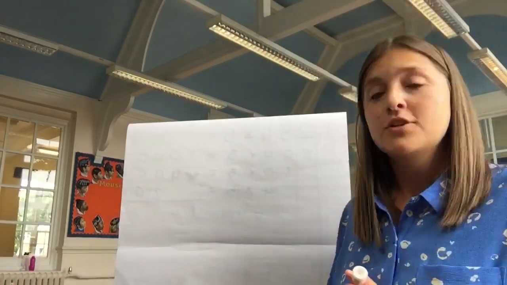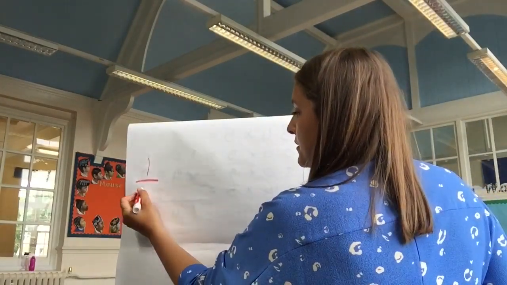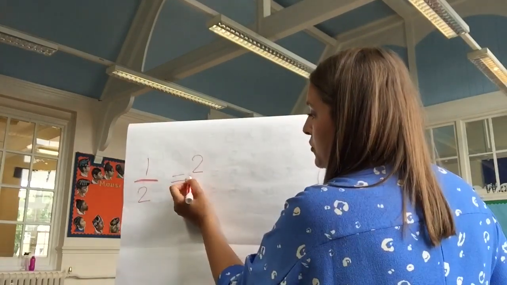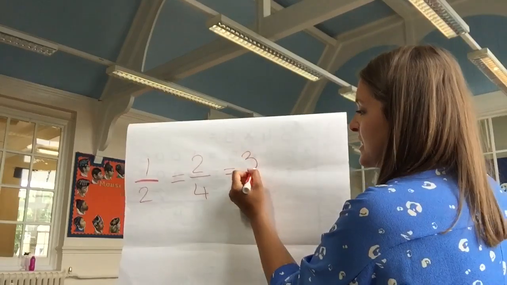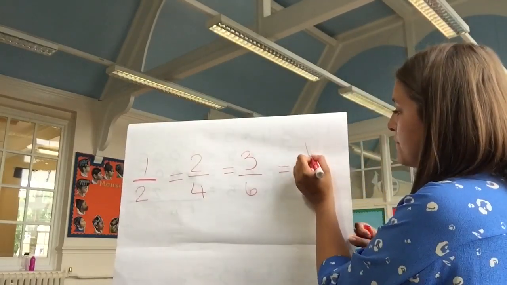And all of these fractions are the same as a half. So a half is the same as 2 quarters, is the same as 3/6, and is the same as 4/8.